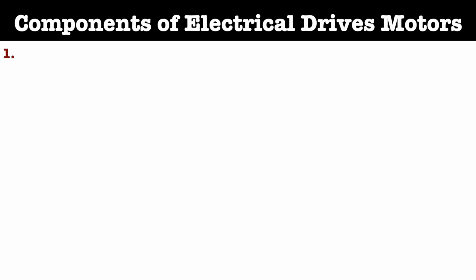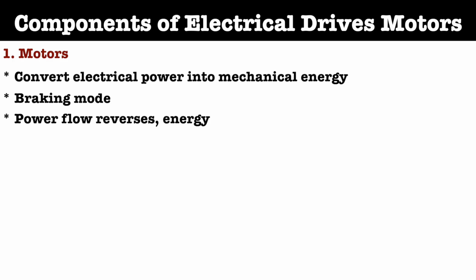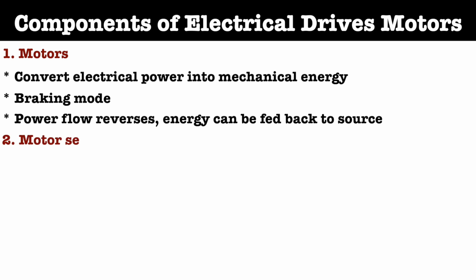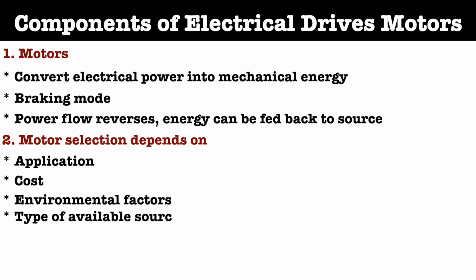Motors act as energy converters by converting electrical power into mechanical energy. In braking mode, the power flow reverses. This allows energy to be fed back to the source instead of being dissipated as heat. Now, depending upon the type of power converter, there are several types of motors which are used in electric drives, and their choice depends on the type of demands of applications, cost, environmental factors, and also the type of sources available.